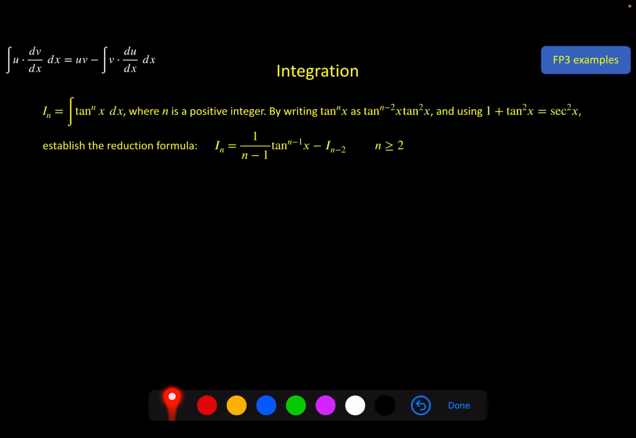So what we did before was split our sine into two parts and then use integration by parts. But in this case, we're going to use an identity. So follow what the question says, and hopefully it will become clear why we don't need integration by parts. Let's try.